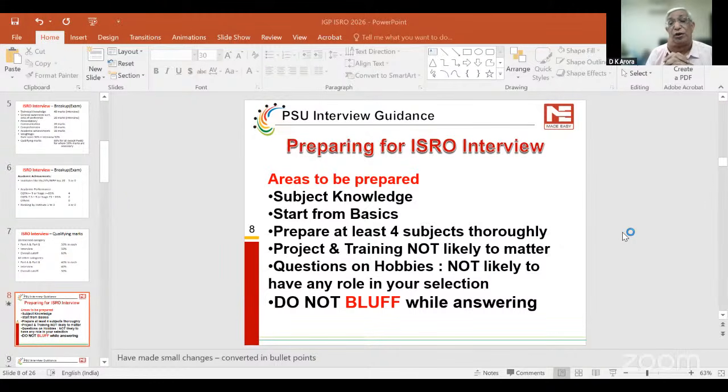We'll take a look at it for electronics and computer science one by one. Project and training not likely to matter. Questions on hobbies not likely to have any role in your selection. But then the most important line is the last line in this sheet. Do not bluff while answering.